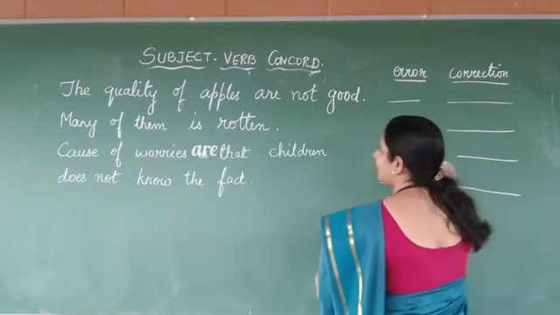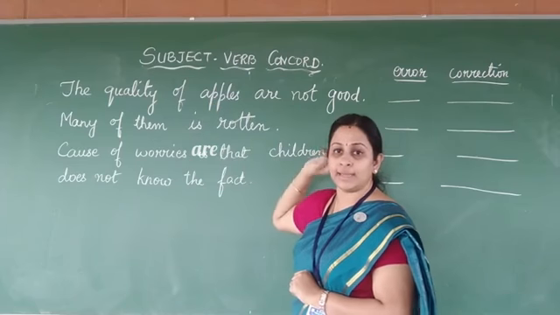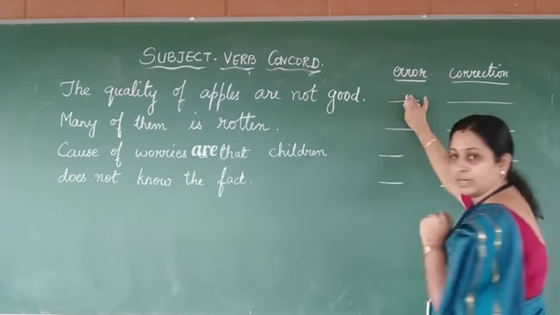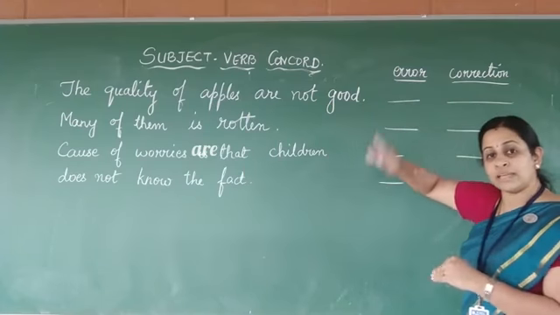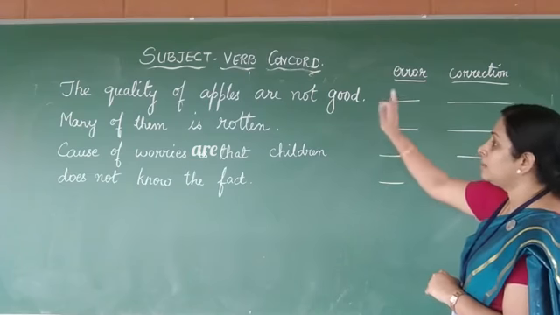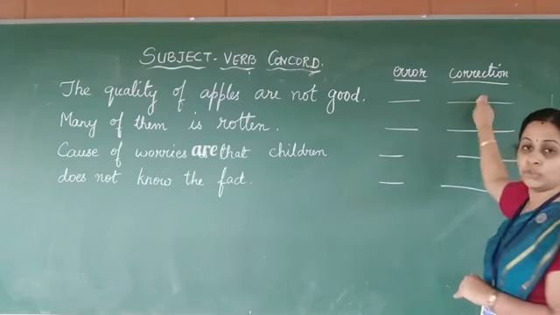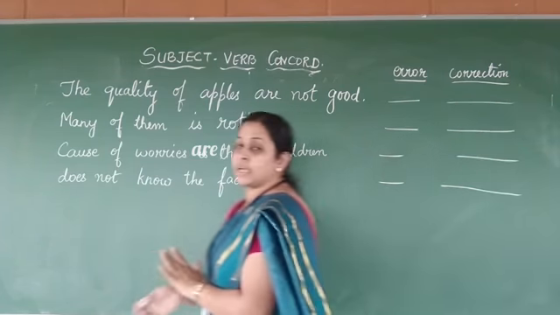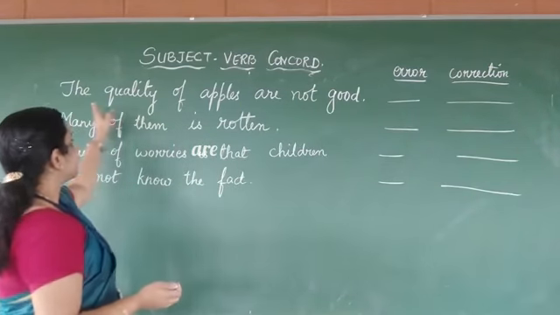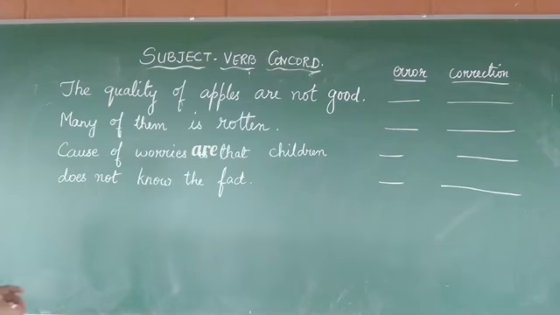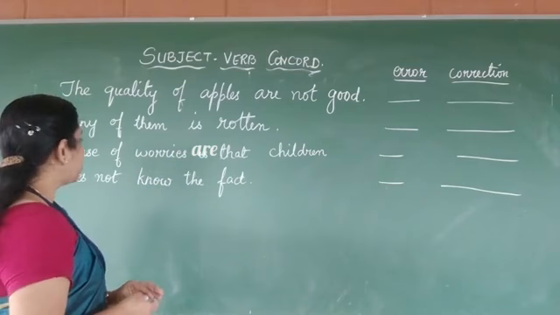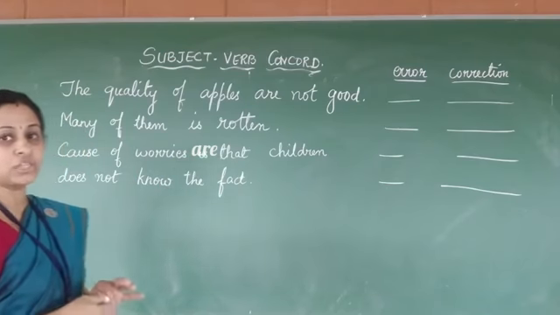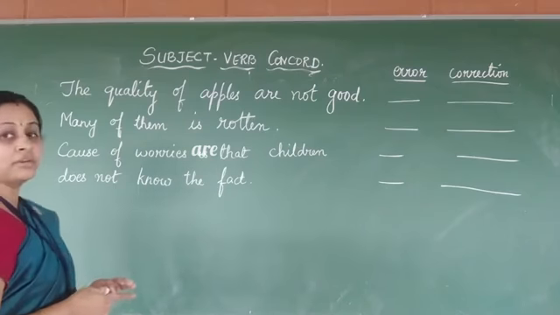So when you find an error in the sentence, you will underline that error and put that word here under the title error. And you have to write the replacement or the correction word for that wrong word, and that you will write here. Okay? Let's take a quick look at this sentence. The quality of apples are not good. Many of them is rotten. Cause of worries is that children does not know the fact.